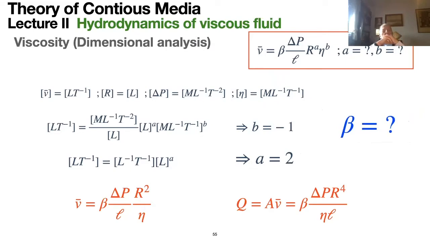As we shall see, beta is equal to 1/8. That is what we cannot guess or derive, if you want, by using dimensionality analysis. Why is this expression important? It is important because it tells us how much of the liquid goes through a given cylindrical pipe with the given properties.